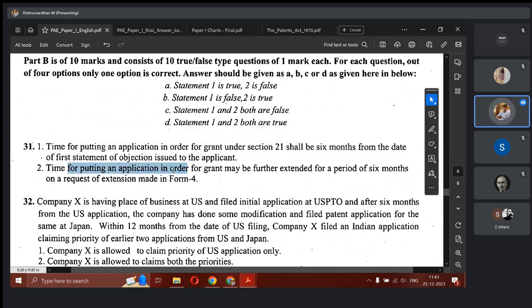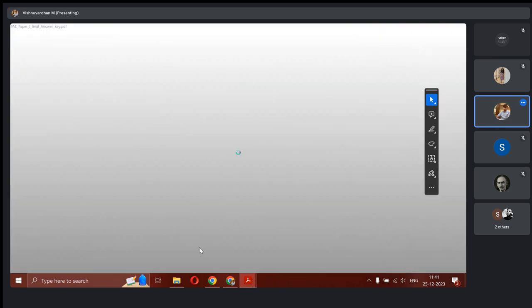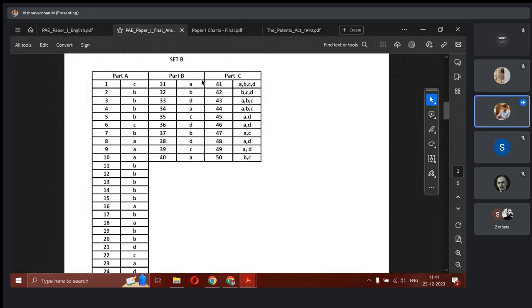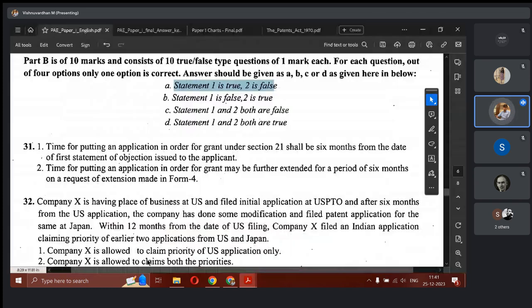Then time for putting an application in order for grant may be further extended for a period of 6 months on a request of extension made in form 4. So form 4 is correct. Okay, form 4 is for filing extensions, but you cannot extend it by 6 months. You can extend it only by 3 months. Okay, so the answer is statement 1 is true, statement 2 is false. So it's 31A. Yeah, 31 is A.